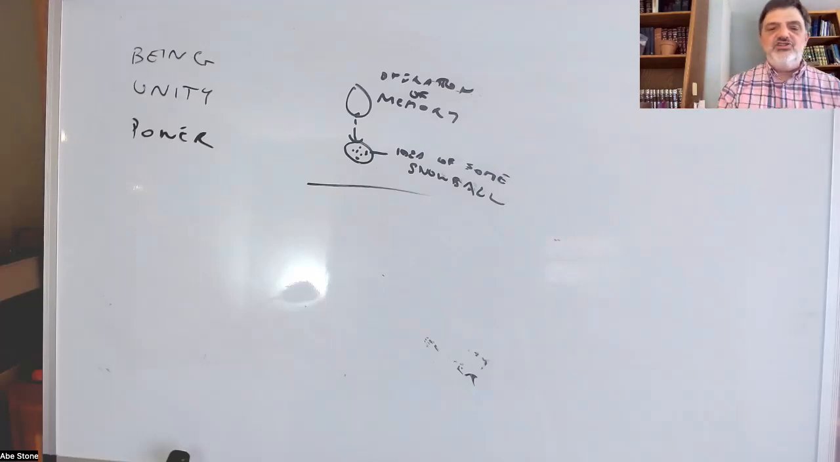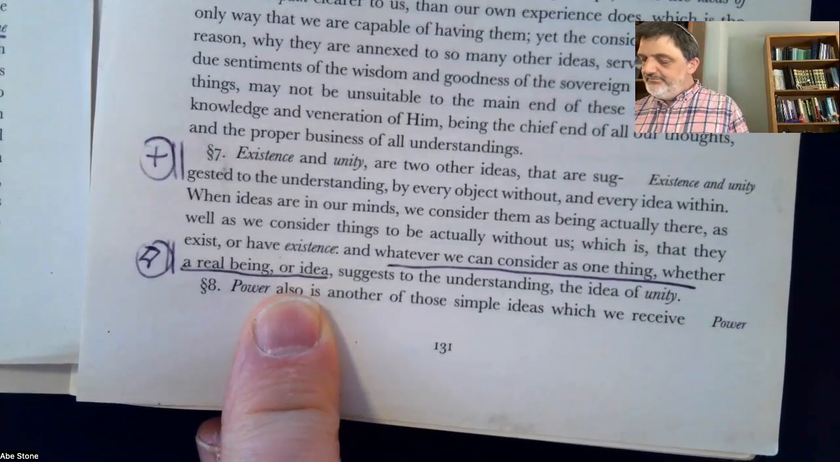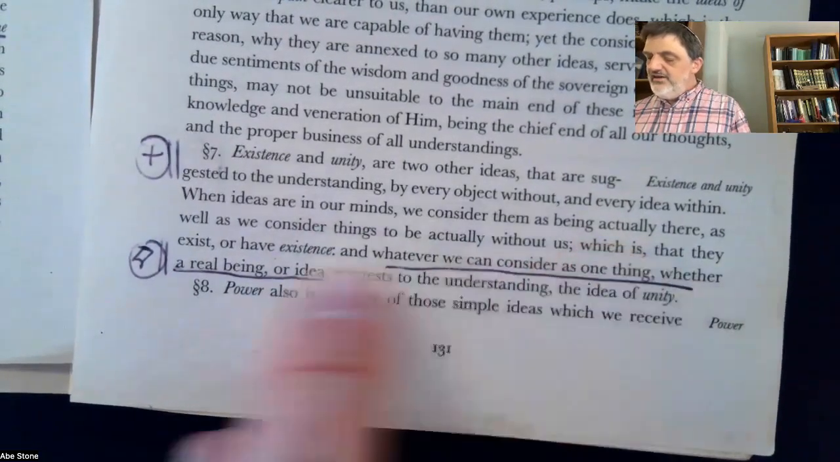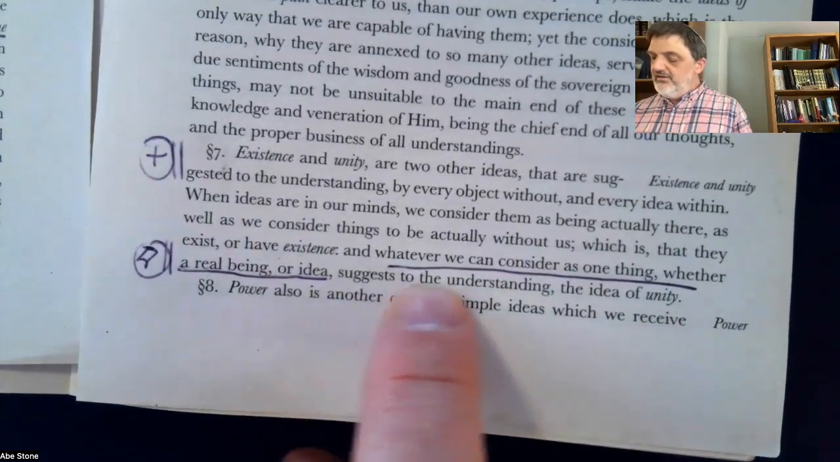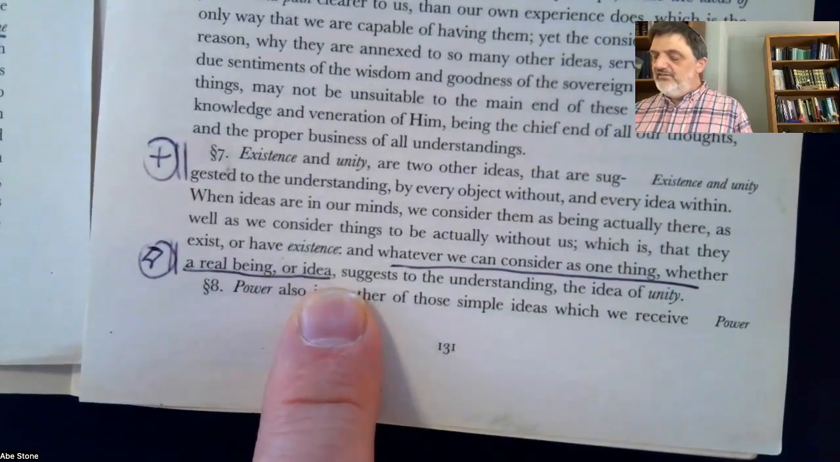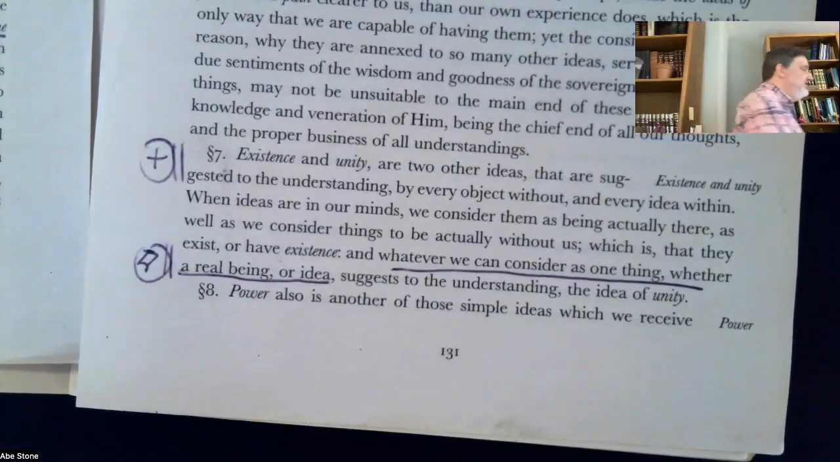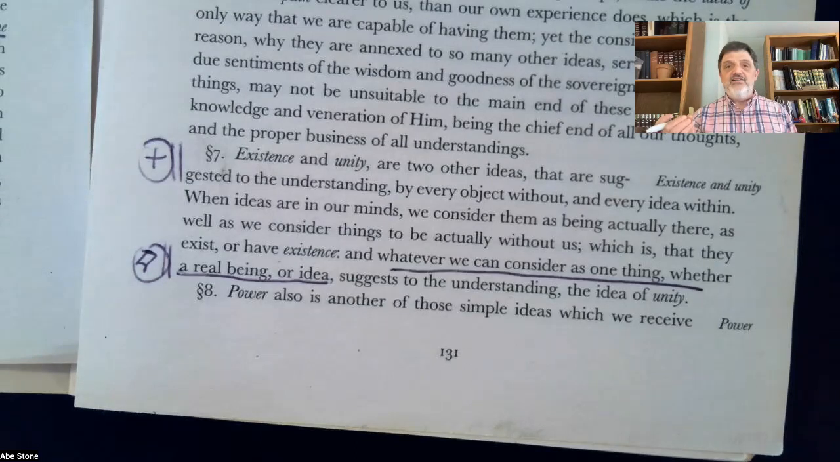I mean, remember in that quote, Locke mentioned two things. He mentioned that the ideas exist and the things actually exist. And he also said that whatever we consider one thing, whether a real being or idea, suggests the understanding of the idea of unity. So never mind exactly what this means for the moment. We understand that when I remember a snowball, the idea of the snowball actually exists and is somehow actually one idea, even though it's complex, it has parts, but it's all one idea.